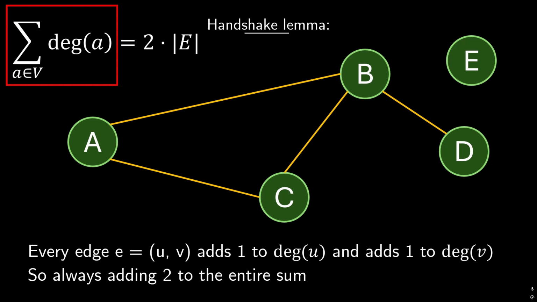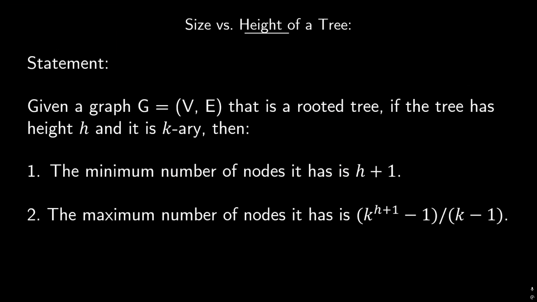The proof is very, well, if we are not being rigorous, the proof is very simple, right? And this is a super useful result. Like, if you take an algorithms course, we use this a lot. Okay, let's move on to another one, which is also useful in an algorithms course: the size of a tree versus the height of a tree.